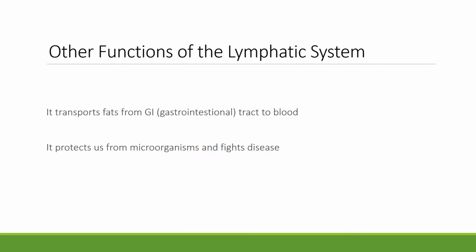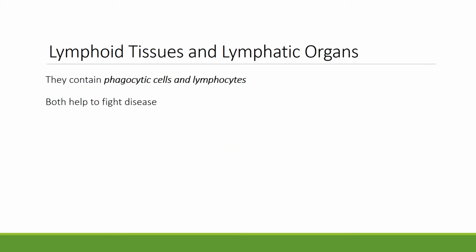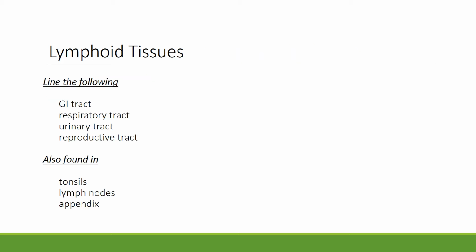Besides returning fluid to the circulatory system, the lymphatic system has other important jobs. They are transporting fats from the gastrointestinal tract to the blood and protecting us from microorganisms and fighting disease. Lymphoid tissues and lymphatic organs both contain lymphocytes and phagocytic cells. Phagocytic means cell-eating, and both of these help to fight disease.